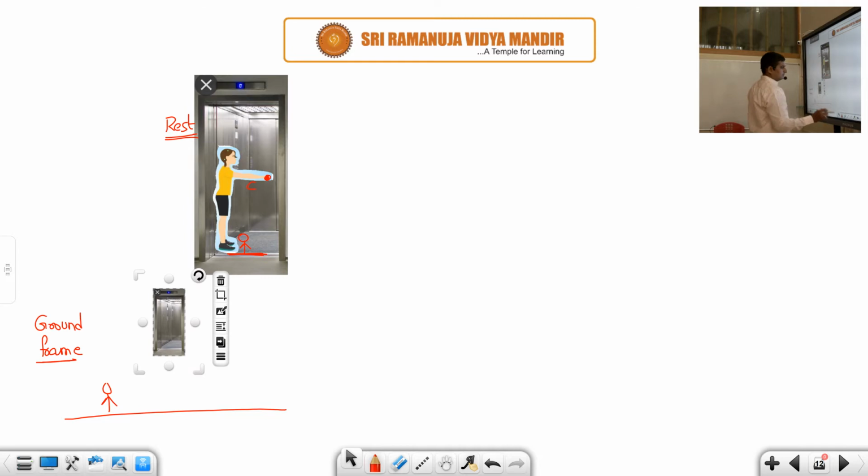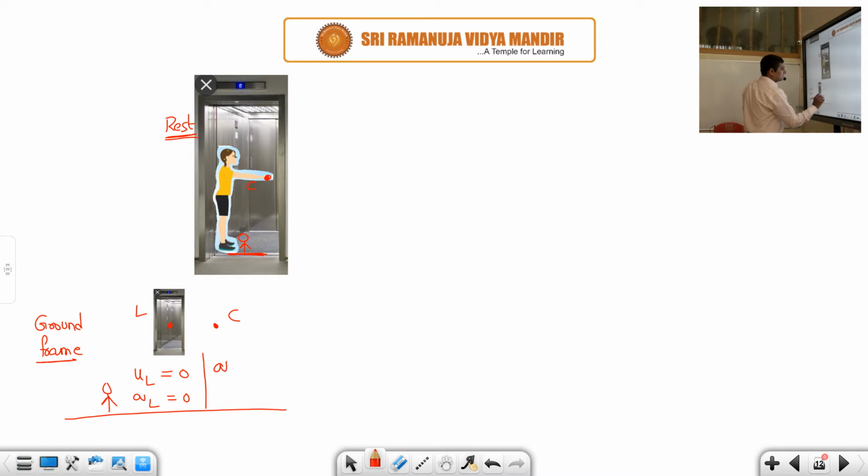Okay, now so this is the lift and this is the coin. So what is the velocity of the lift, students? 0, because it is at rest. What is the acceleration of the lift, students? It is also 0 because it is at rest.